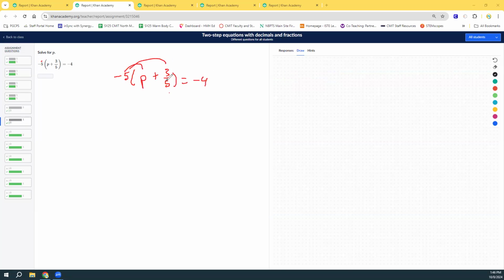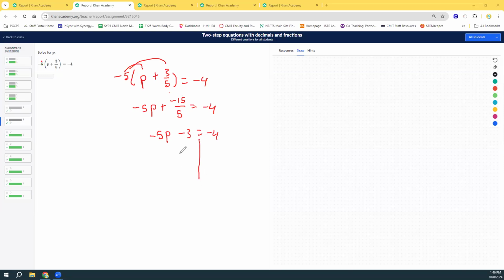Okay, I'm going to distribute. I'm going to multiply by the numerator there, so it's going to be negative 15 over 5. Bring down the negative 4. Simplify my fraction, that would be negative 3. So I can write negative 5p minus 3.